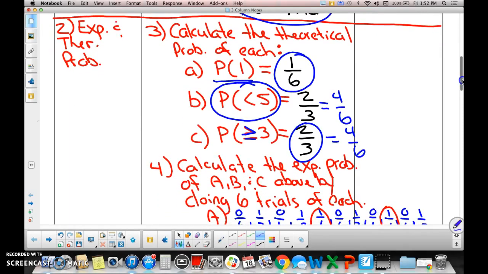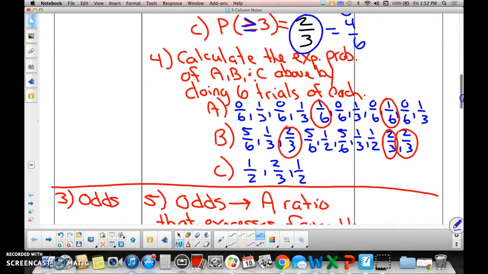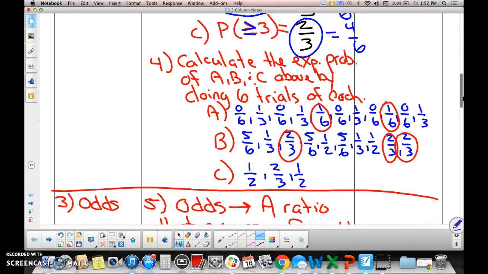Okay, we okay? Number 4, then we actually did the experiment. If you look on A and B, once in a while we had groups that actually hit the theoretical probability for A. We actually had groups that hit the theoretical probability for B. And down here we had a group that hit the theoretical probability for C after they actually did it. So experimental and theoretical are not going to line up all of the time.